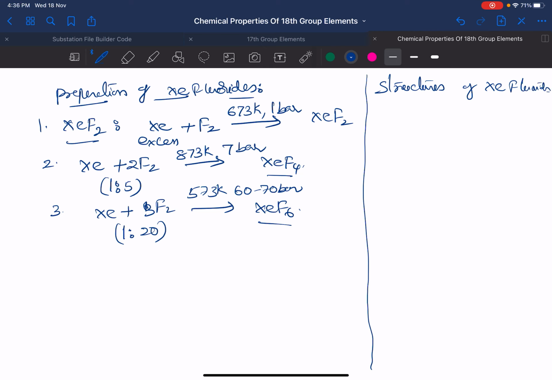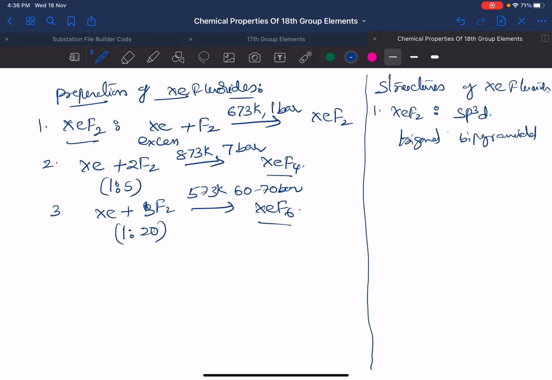The first one is XeF2. In this XeF2, xenon is the central atom. It undergoes sp3d hybridization. So sp3d hybridization generally means a trigonal bipyramidal structure. It should be trigonal bipyramidal according to the sp3d hybridization.